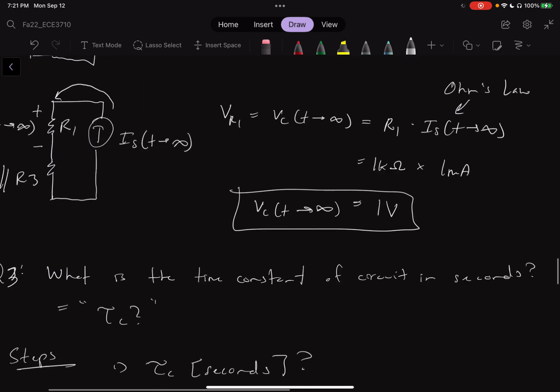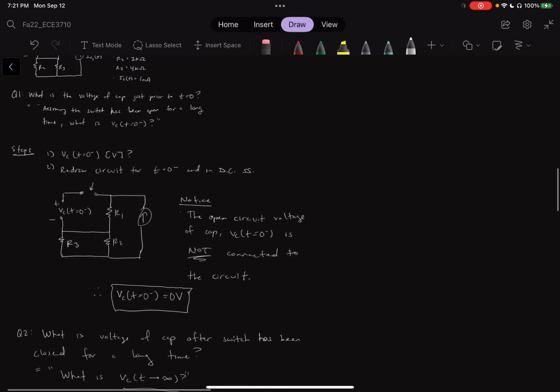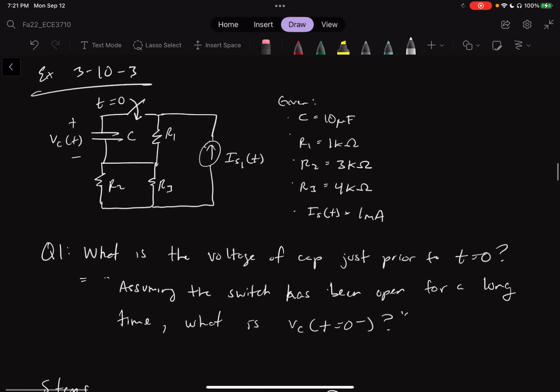So, coming back to everything that we did, we were given this problem. We found VC of t approaching infinity, VC of t equal to 0 minus. We also found tau c by finding R Thevenin times C. And using these three numbers, we were able to solve for VC at t equal to, I think it was also 2 microseconds. Oh, no, milliseconds for this one. Sorry. Yeah, that's what we did.